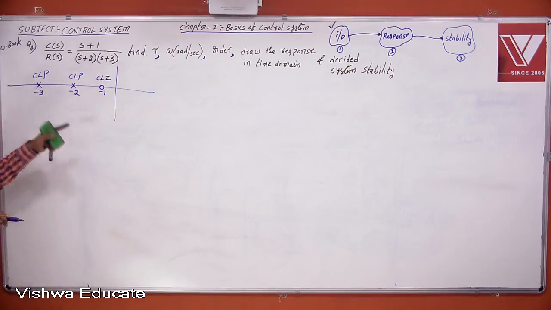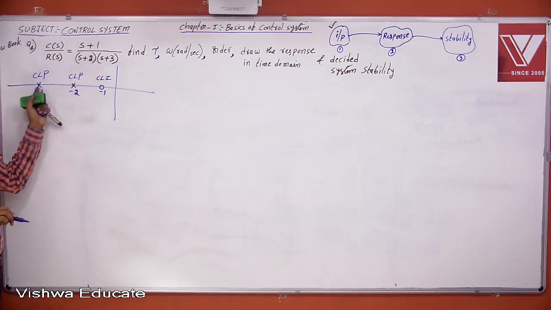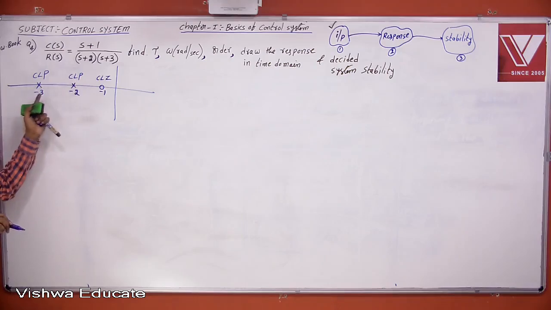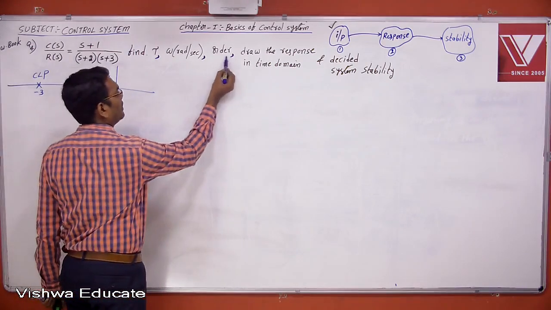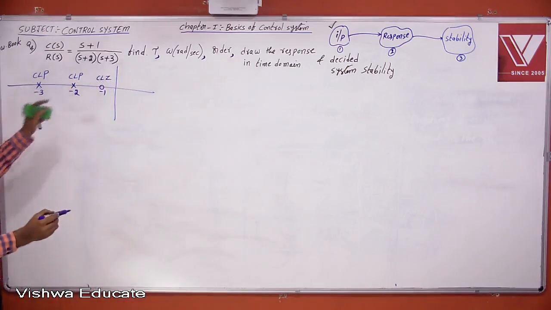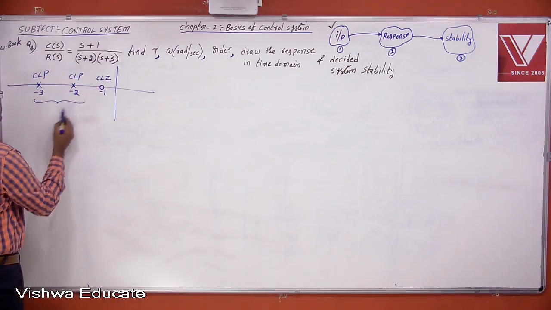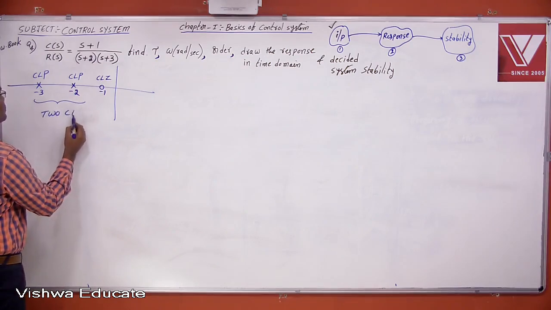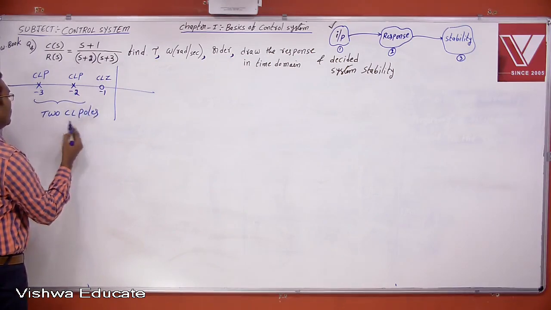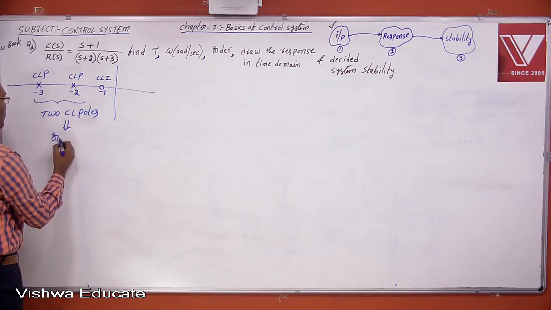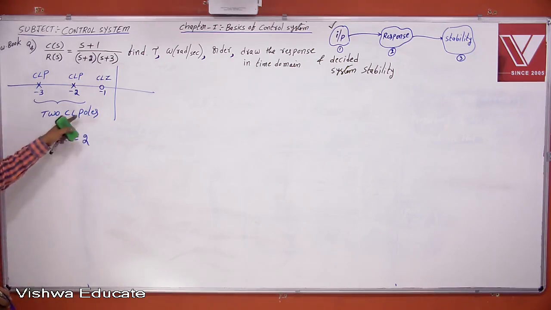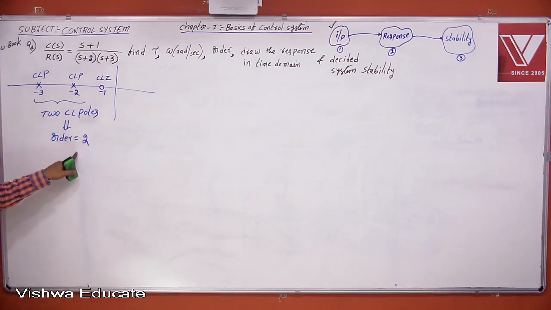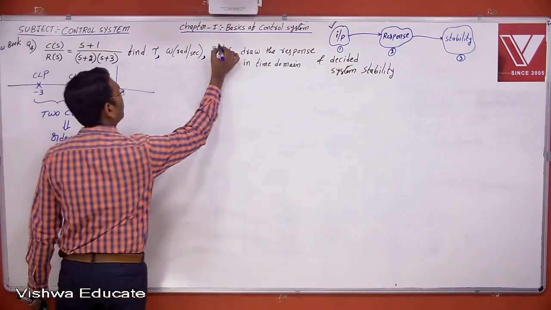While looking at this, how many closed loop poles are there here? This is one closed loop pole, this is another closed loop pole. Total 2 closed loop poles. If there are 2 closed loop poles, you can easily find the order. Therefore, order is equal to 2 directly. Then one question is over or not? Order is completed.